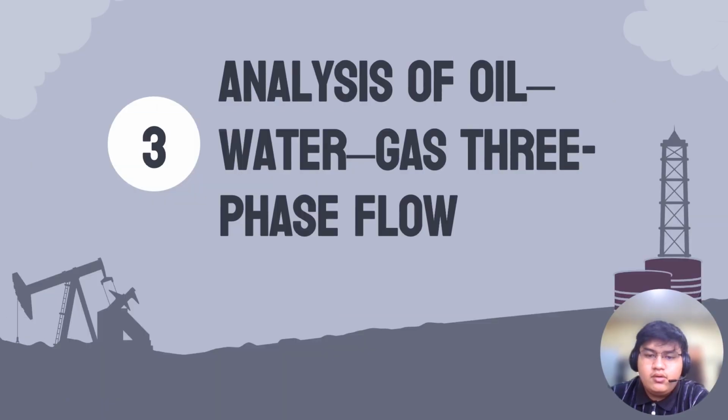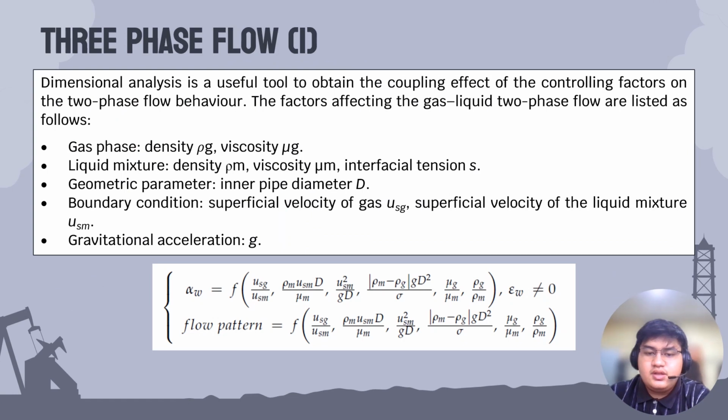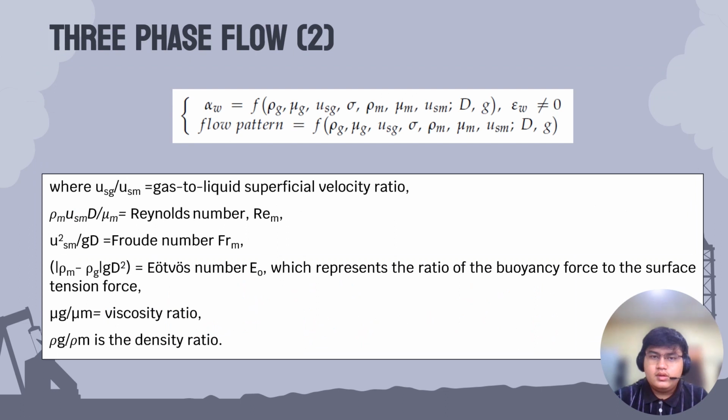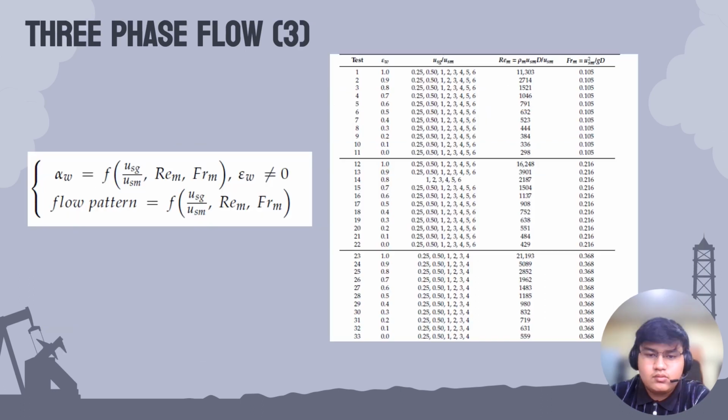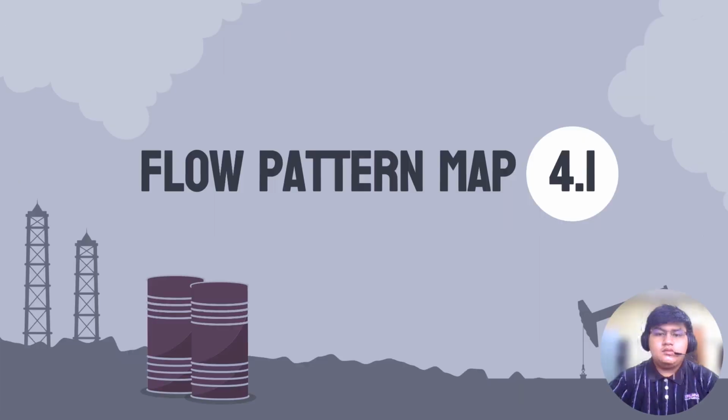Okay, now we go to the analysis of the oil, water, gas three-phase flow. The factors affecting the gas-liquid two-phase flow are listed as follows: gas phase, liquid mixture, geometric parameter, bond number, and the gravitational acceleration. As can be seen, these are the dimensionless forms of the formula in the slide before. The equation before can also be simplified as shown here, and the values needed can also be found in its table. Now we move on to the flow pattern map.